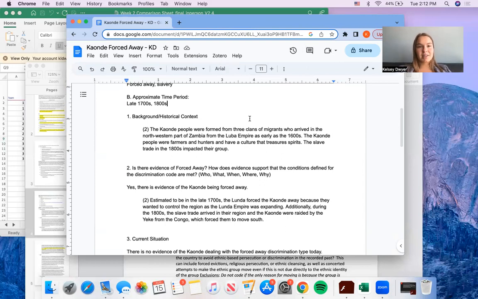So the next process after this would be writing a synthesis. It's great to just be as descriptive as possible in these. And lastly, before I turn it in, I'm going to write Konde forced away KD, and then I turn it in on the Google Drive under my team and that week.